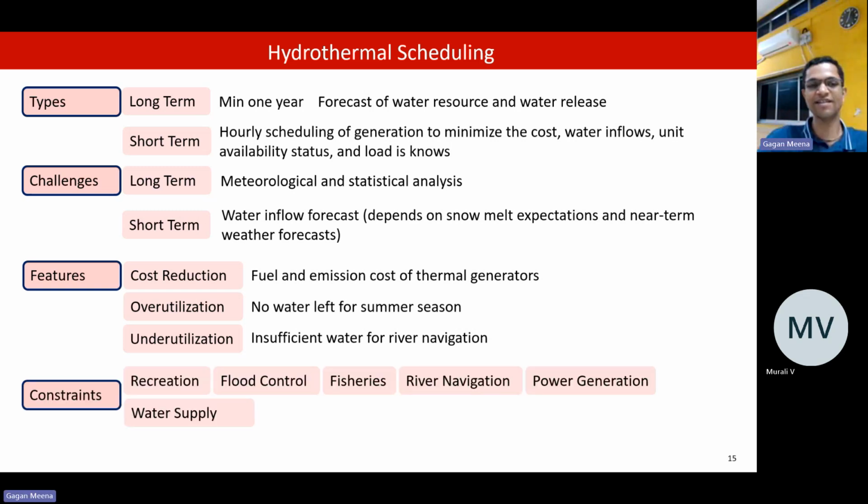Okay, so these are the several constraints. So many things need to be satisfied, and apart from these, sometimes there are interstate disputes. One river which is shared by two different states, there are disputes between them. That further complicates the problem. So many things are there.